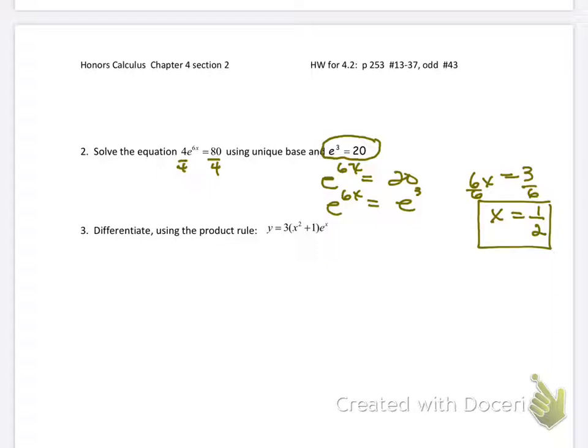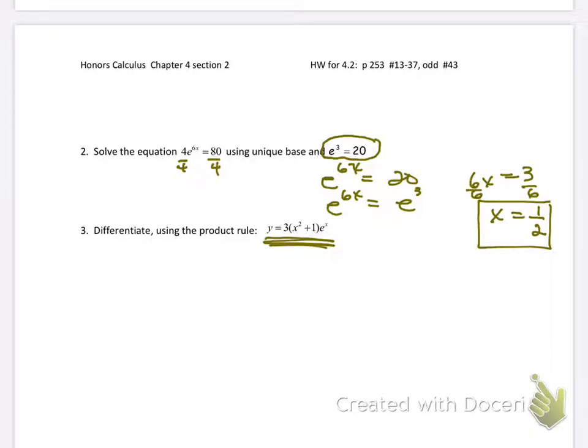Okay? So same idea: use this unique base, get the bases to be the same, and then set the exponents equal. Okay, our last thing, look at this. Many of you will get this wrong right off the top, and you get it wrong because you wouldn't recognize that you had to do product rule.